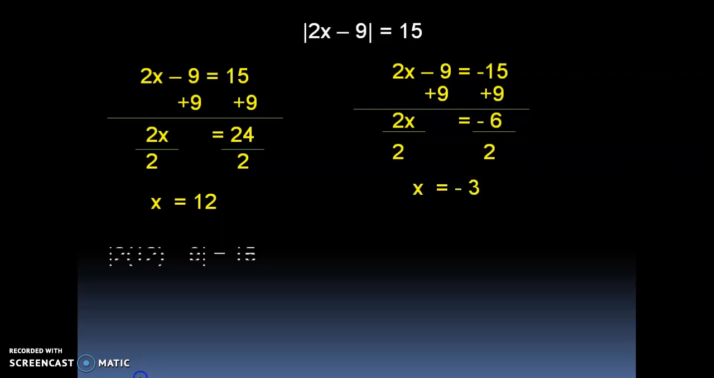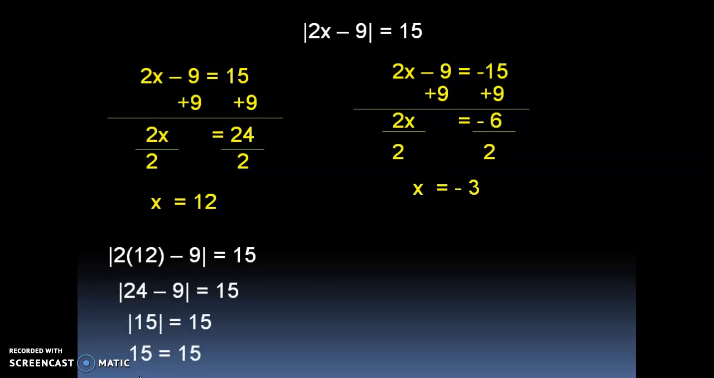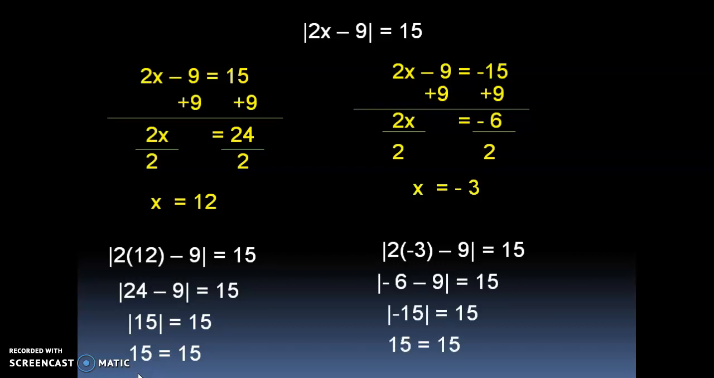But now let's check those solutions. So we're going to plug 12 in for x in the original equation. Get the absolute value of 24 minus 9. And the absolute value of 15 is 15, so that one works. Now let's try negative 3. Plugging in negative 3, I get negative 6 minus 9 in the absolute value, which gives us a negative 15. But remember, negative 15 is 15 units from 0, so that one works as well.